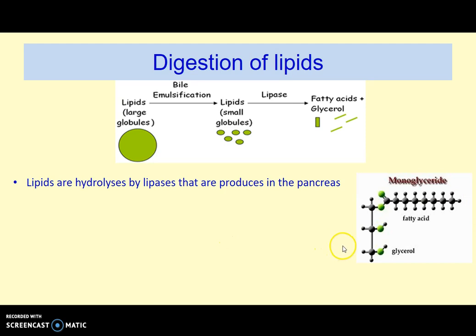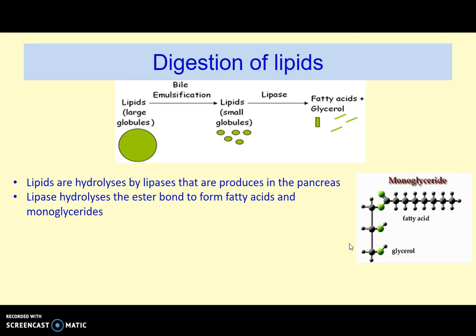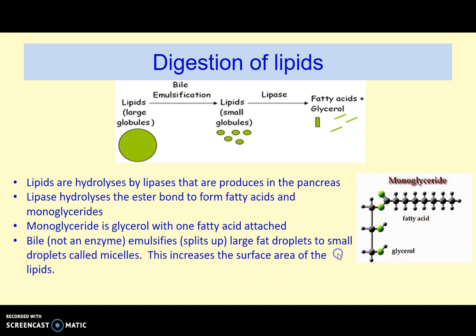So again, these lipases are produced in the pancreas. They hydrolyze that ester bond. Monoglyceride is the glycerol with 1 fatty acid attached. And the bile, beware, it is not an enzyme, so it's not doing any hydrolyzing, it's not doing any chemical breakdown, it's just emulsifying those large fat droplets into smaller droplets. These have a name, of course, because it's biology and we like to have a terminology for everything, called micelles, okay? And they're increasing the surface area of the lipids.